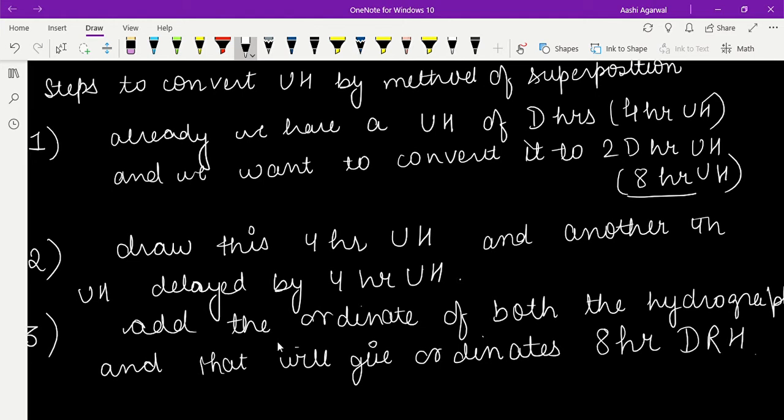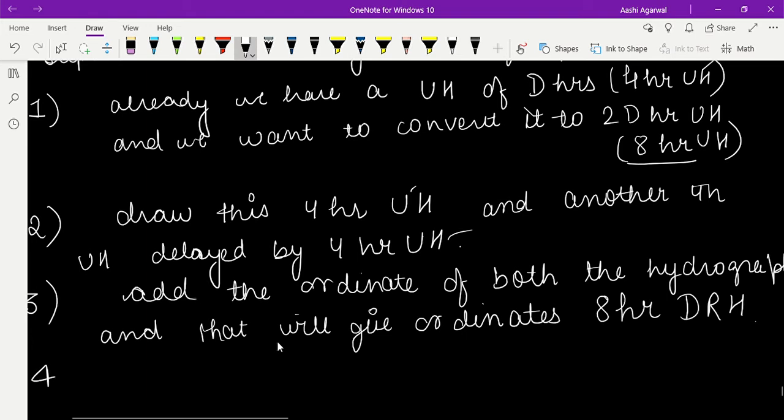Why? Because this is 1 centimeter, this is 1 centimeter, and 1 centimeter is the effective rainfall. So whatever you get will be due to 2 centimeters of effective rainfall. And 2 centimeters I cannot write as UH. It has to be DRH only, because UH is only for 1 centimeter of effective rainfall. Now, again, let me repeat. The last step is to divide the ordinates, because your aim is to arrive at UH, not at DRH.